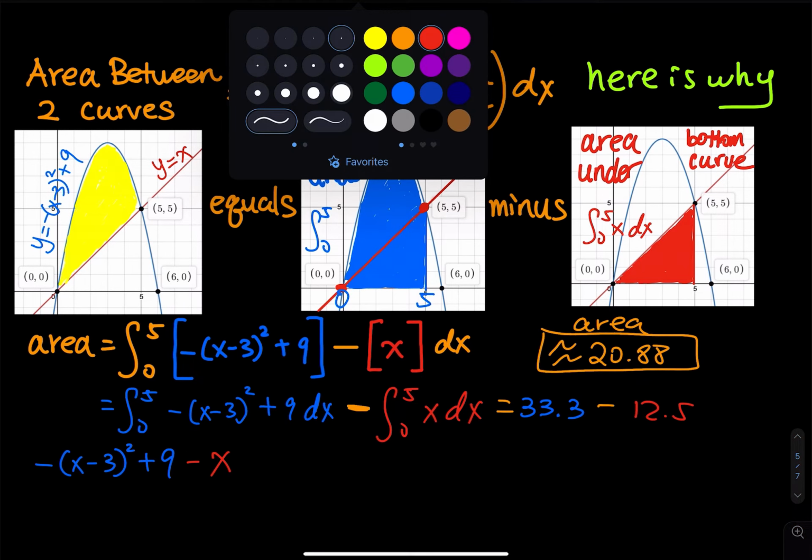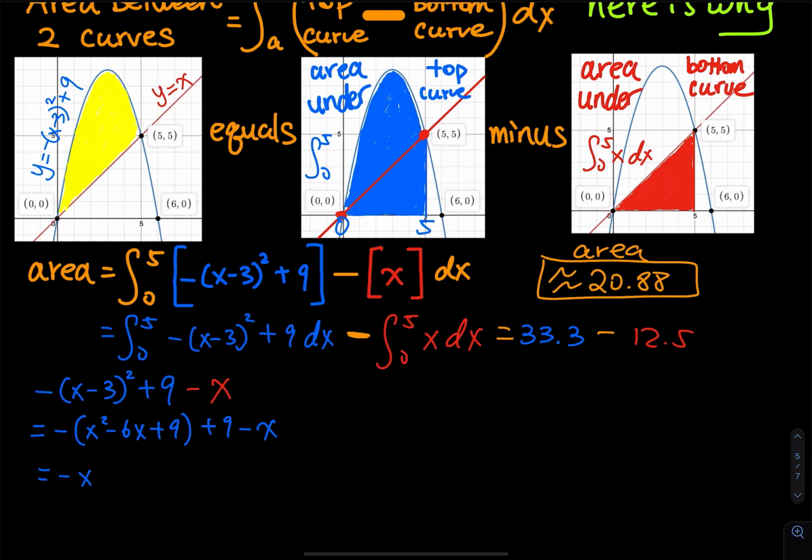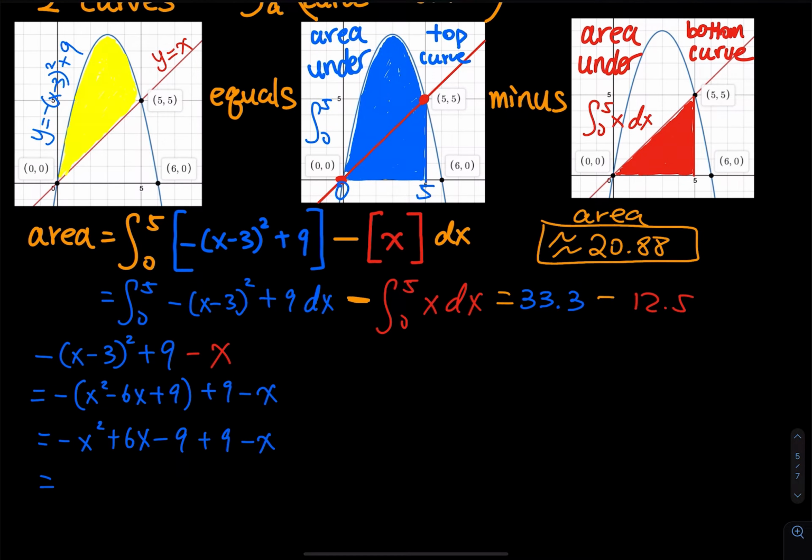So first of all, let's clean up the parentheses. We have a minus, so that is equal to x squared minus 6x plus 9, and then the rest, plus 9 minus x, and then you distribute the minus, so you have a minus x squared plus 6x, and then a minus 9 plus 9 minus x. I can see that the two 9's got cancelled, so you have a negative x squared plus 5x. So that is what you get after you clean up the integrand. And then you go from 0 to 5.